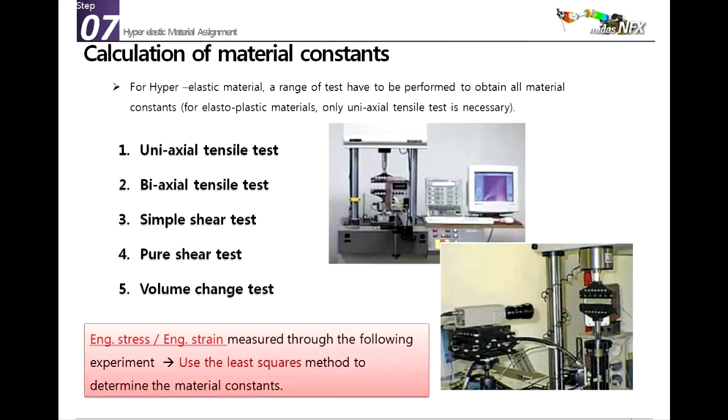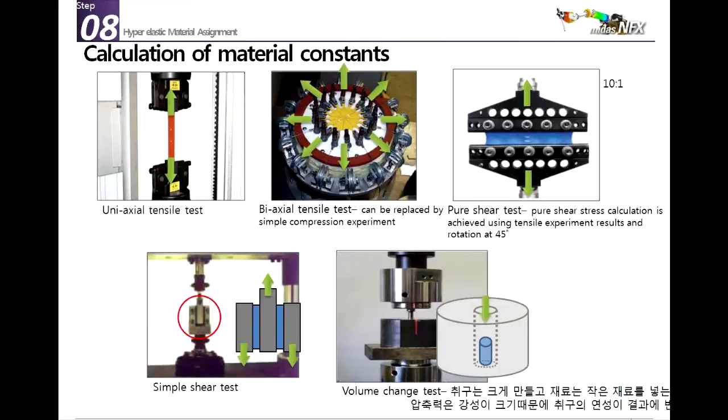So the basic tests that are used to evaluate the constants of this hyperelastic material are the uniaxial tensile test, the biaxial tensile test, the simple shear test, the pure shear test, and the volume change test. So I give you some photos. I will not explain all that. I believe that those who have made some experiments in the laboratory know very well about such tests.